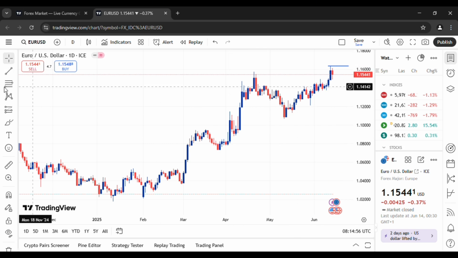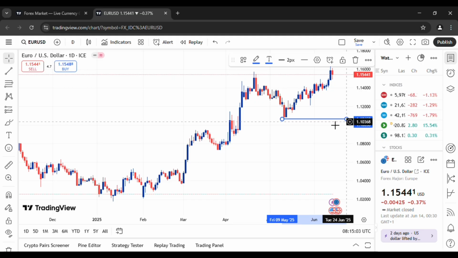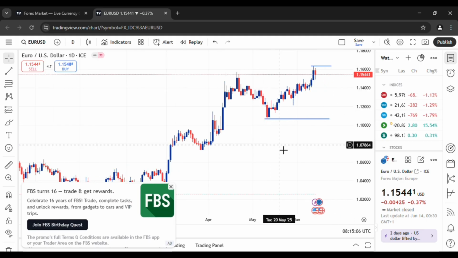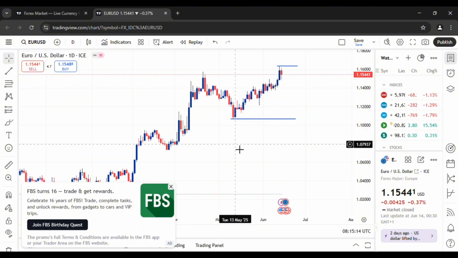But here today, I will just be talking about how to understand the structure, how price actually moves from range to range. Now, we establish on the daily that we are in this particular range.